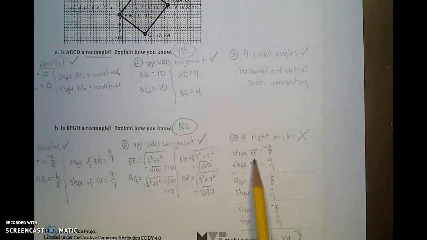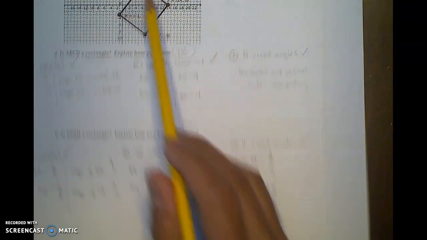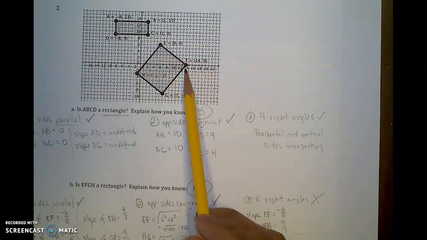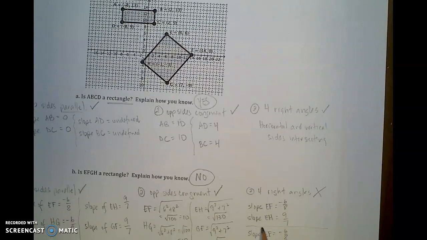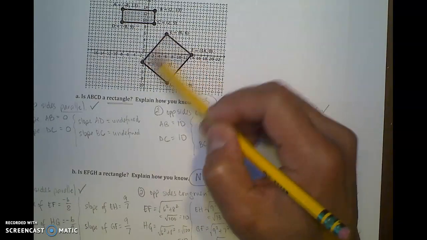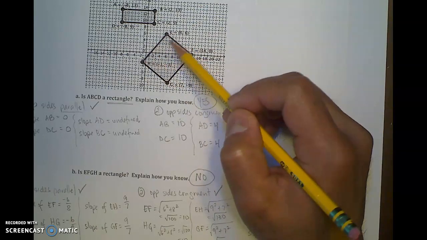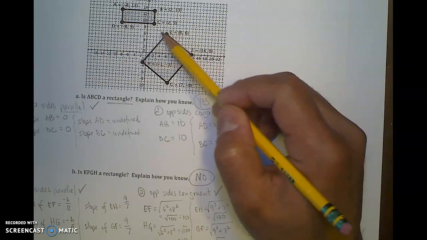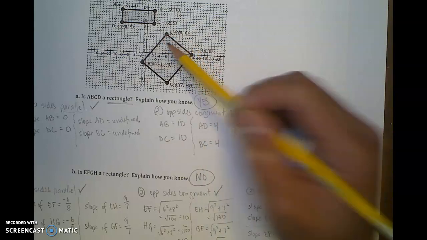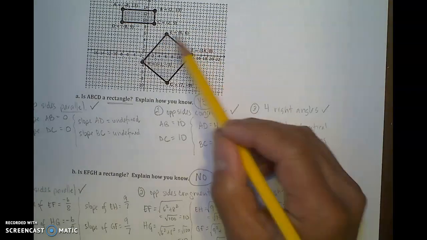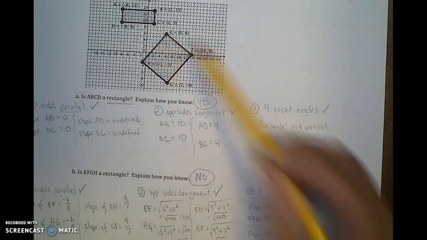Okay, let me find the slope of EF. Right, here's EF. Find the slope of EH. Here's EH. These are consecutive sides. And I want to see, is there a right angle right in here? Well, to determine that, I need to compare the slopes of these 2 sides.